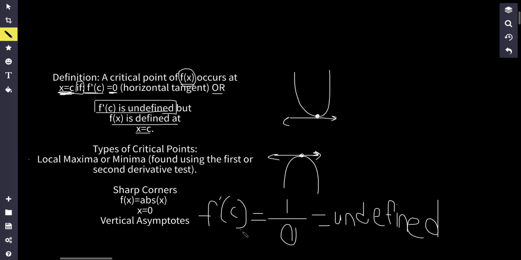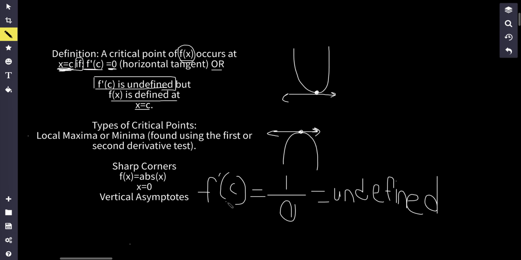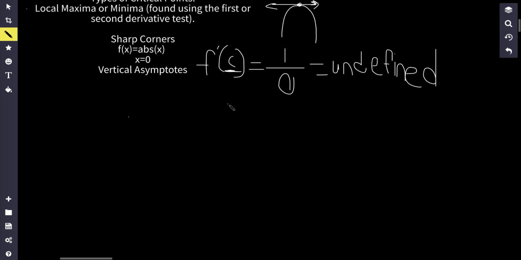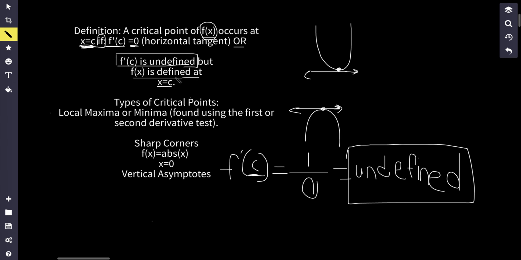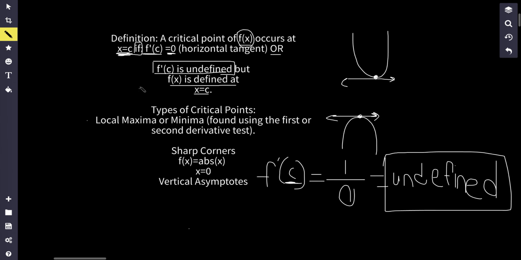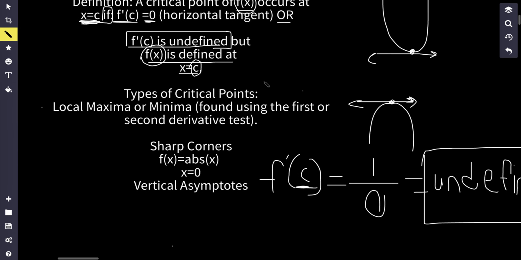So if our derivative is undefined at some x value, like what we saw with the absolute value function, right? At x is equal to 0, the absolute value function has no derivative, it's undefined. This can also give you a critical point. But the thing is that the function itself has to be defined at that point. So the actual graph of the function itself has to be defined at that point.